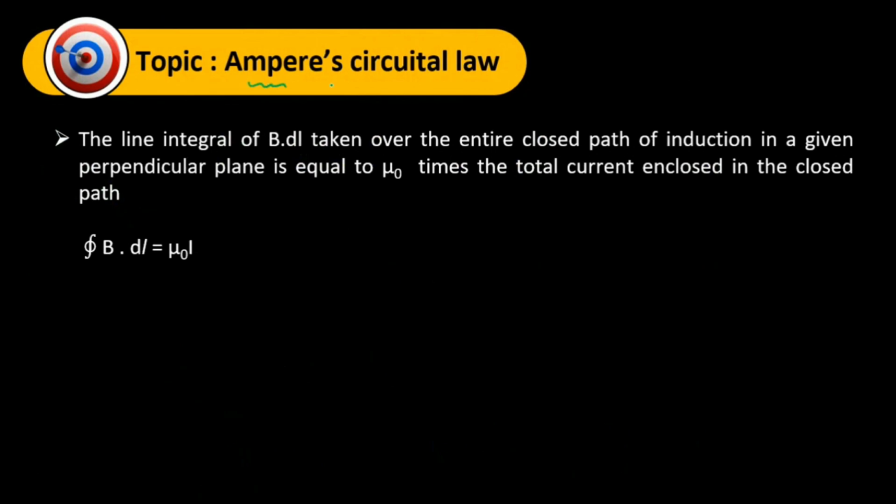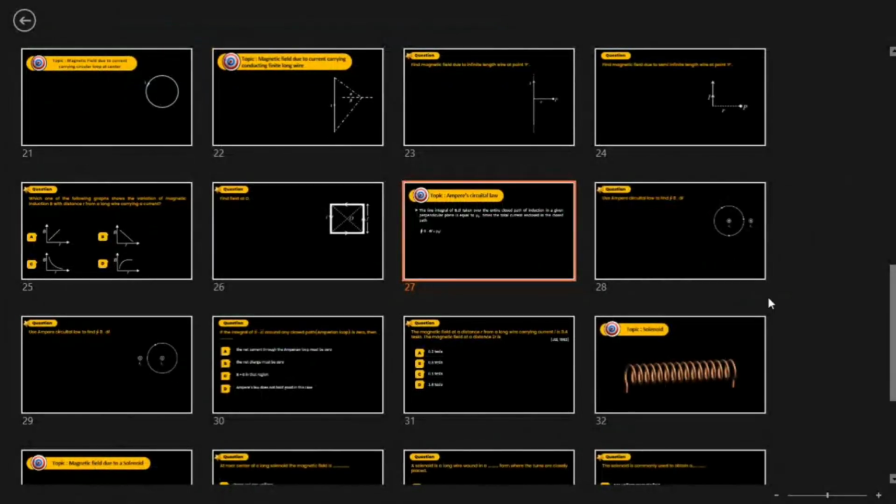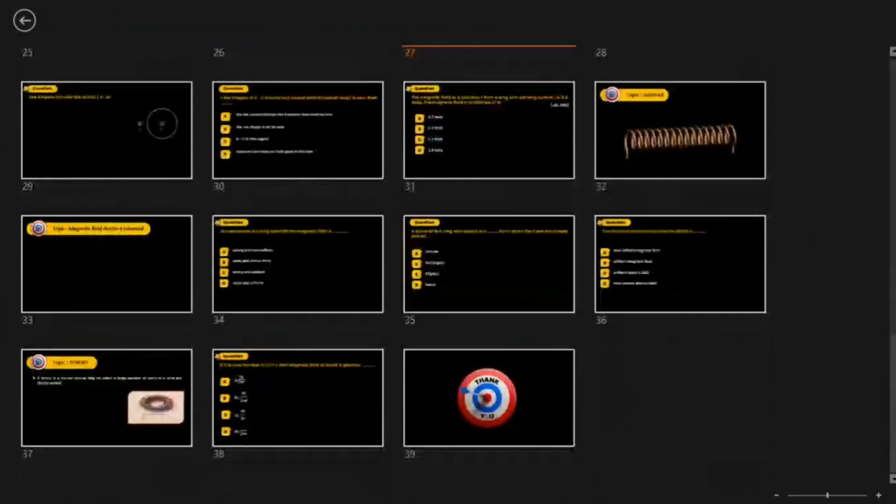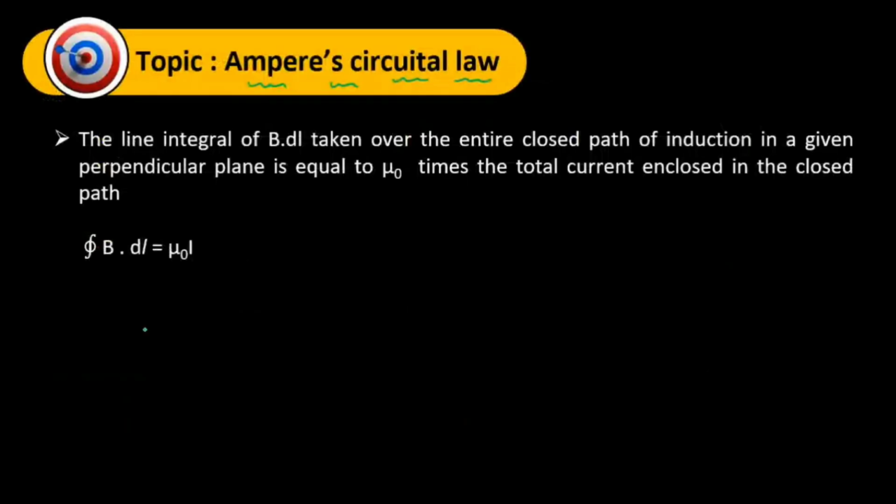Next we have Ampere's circuital law. This Ampere's circuital law relates the magnetic flux and the current carrying element. The magnetic field is represented by the closed loop integration of B dot dl, and it is nothing but mu naught times the current passing through it. So how can we explain it? How can we actually understand it?